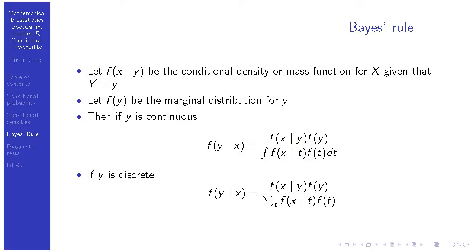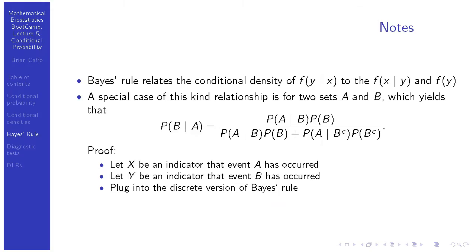And notice that what we needed to know to do this calculation of f of y given x is f of x given y, and then this extra argument, f of y by itself. And so the idea of Bayes' rule is sort of flipping the arguments. And then if y is discrete, f of y given x is f of x given y times f of y divided by the sum over t of f of x given t times f of t.